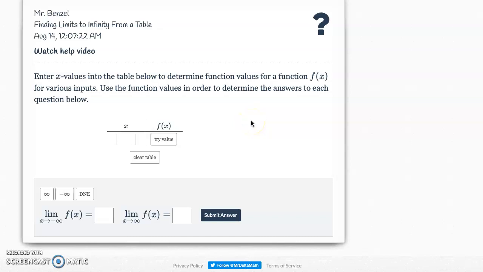All right, one last video on this introductory lesson on limits with tables. In this video, we're going to talk about really, really large numbers, in fact, numbers that are going towards infinity.